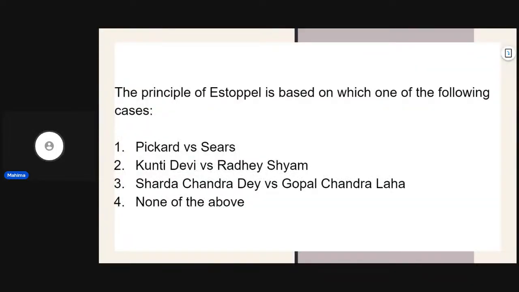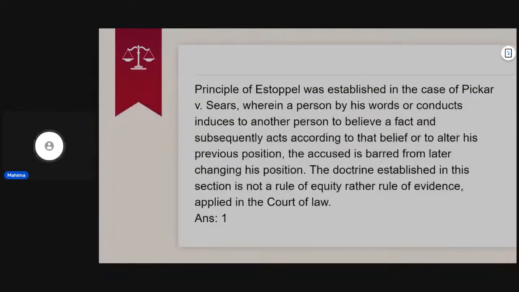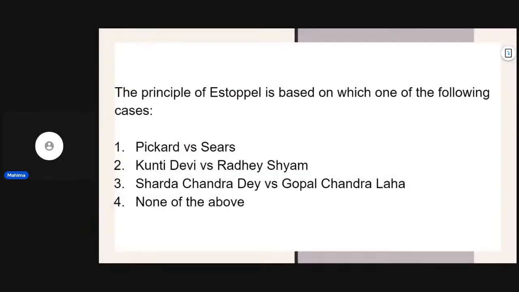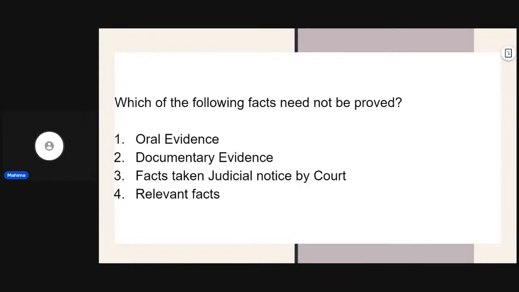The principle of estoppel is based on which of the following cases? Pickard versus Sears, Kunti Devi versus Radhey Shyam, Sharda Chandra De versus Gopal Chandra Laha, none of the above. This is the most landmark case you can ever know. That question had a defect. I had to delete it, but it still came up in all the slides. Yes, it is Pickard versus Sears, one of the landmark cases of the doctrine of estoppel under Section 115 of the Indian Evidence Act.